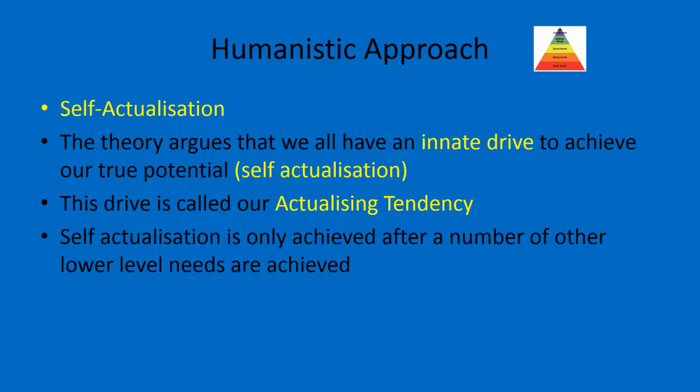Okay, but this happens along, I would say, a predictable pathway, but there are certain stations that have to be passed first in order for us to actually get to this point of self-actualization. So these lower level needs are the ones that have to be achieved first, and that's what we're going to go on to next.